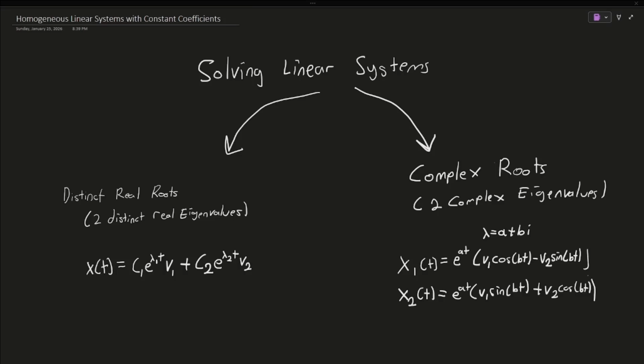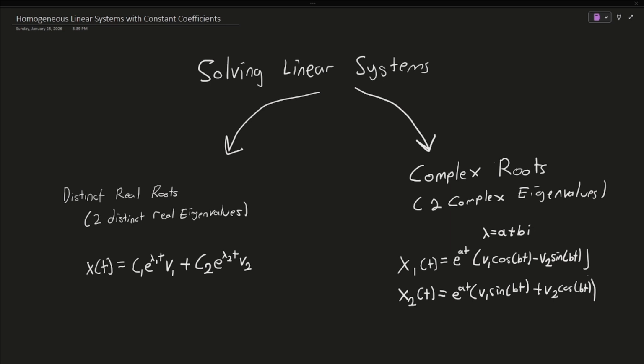Now we will work on homogeneous linear systems with constant coefficients. Sometimes in differential equations, we are asked to solve a system of differential equations. And when we want to solve these systems, we get three different cases: either we have distinct real roots for eigenvalues, equal real roots, or complex roots.